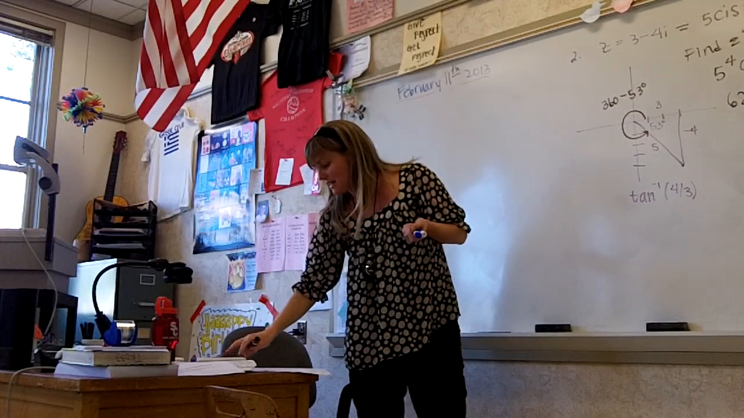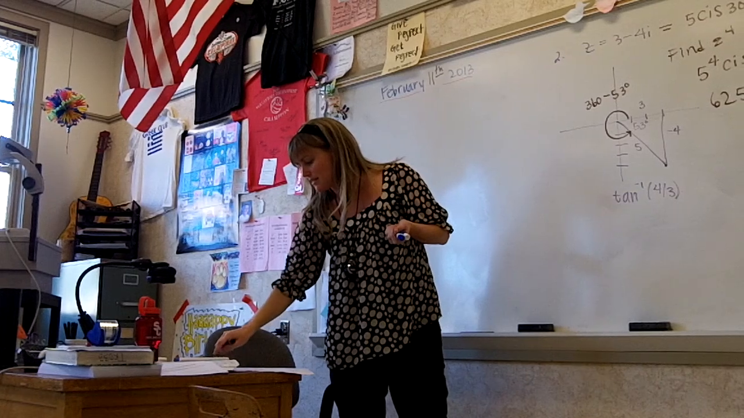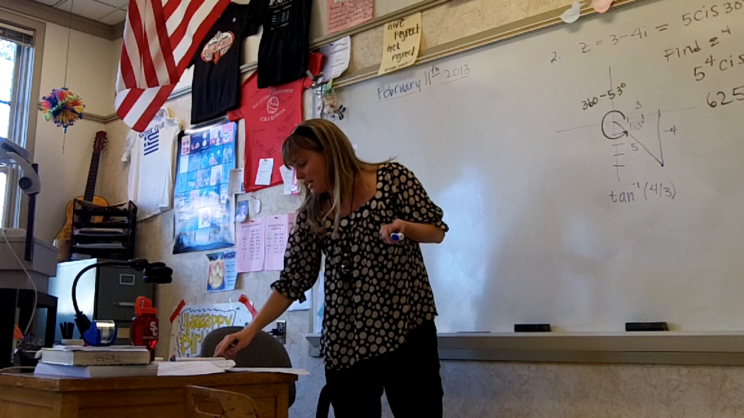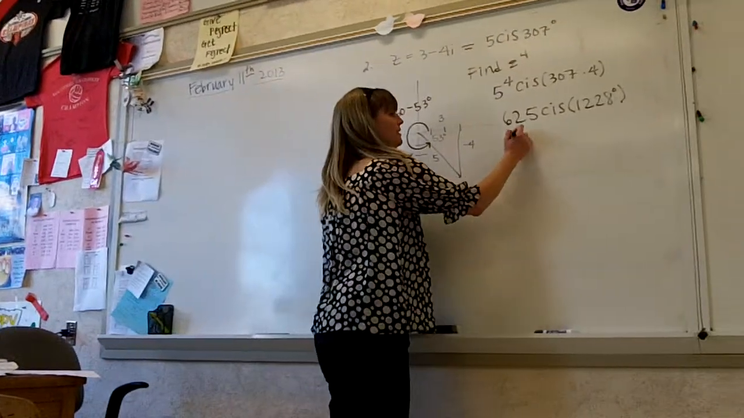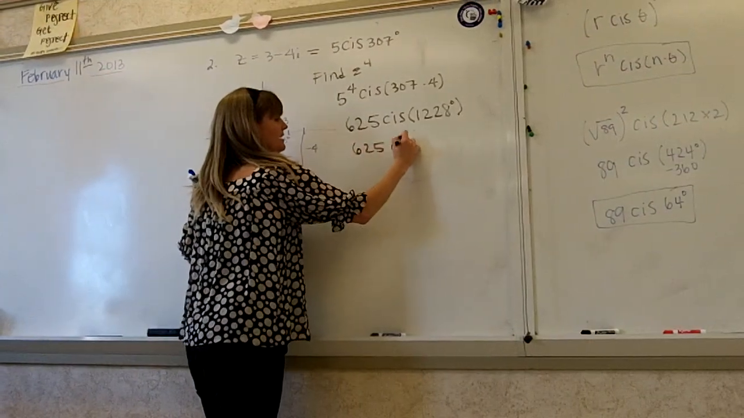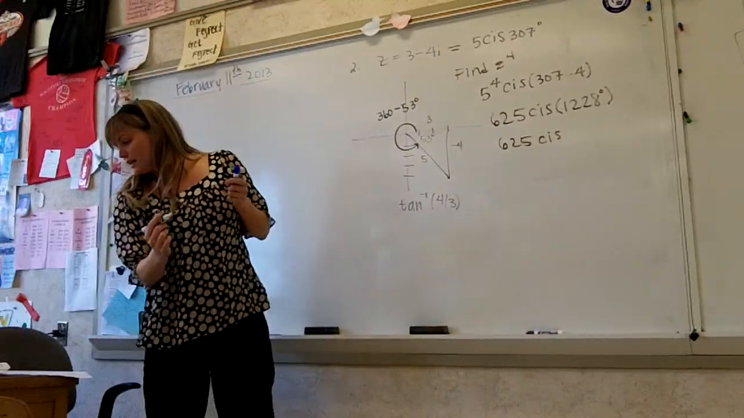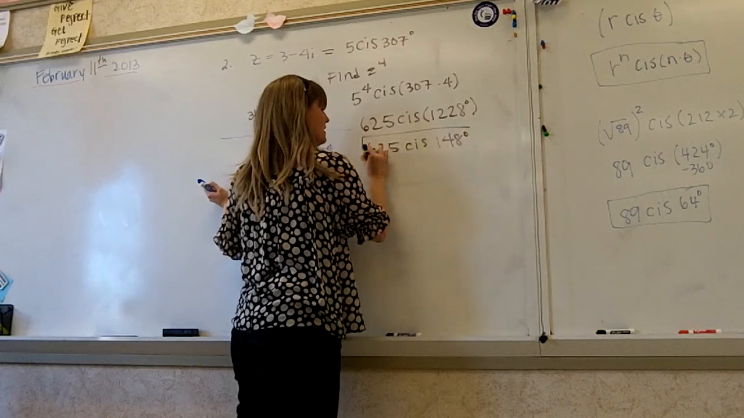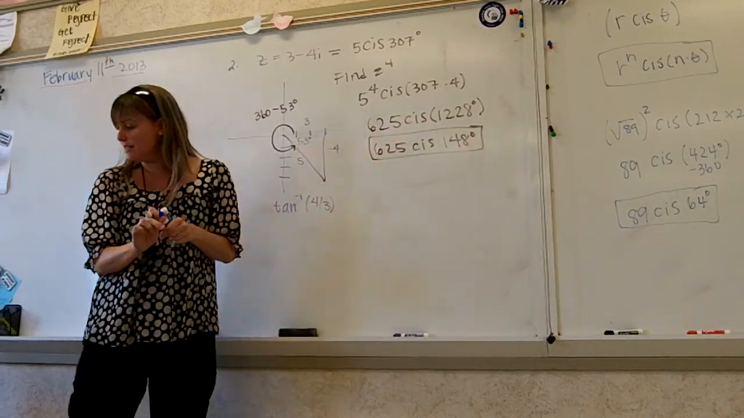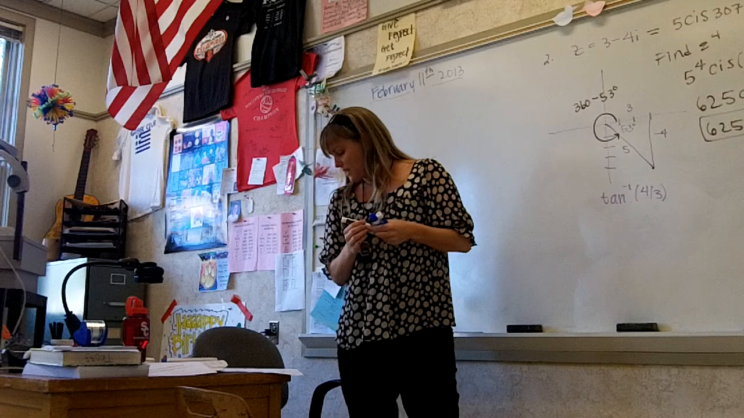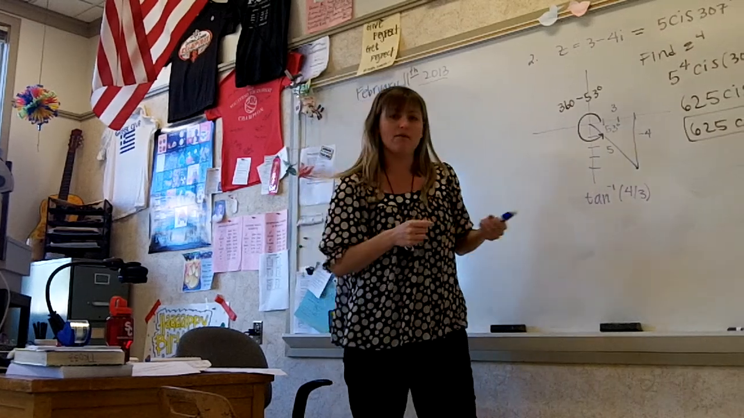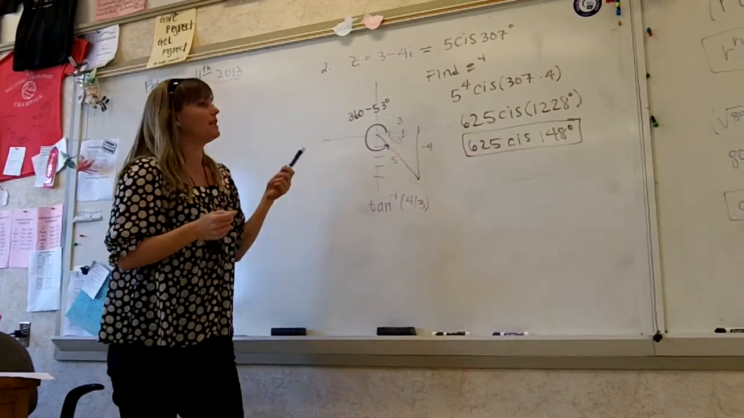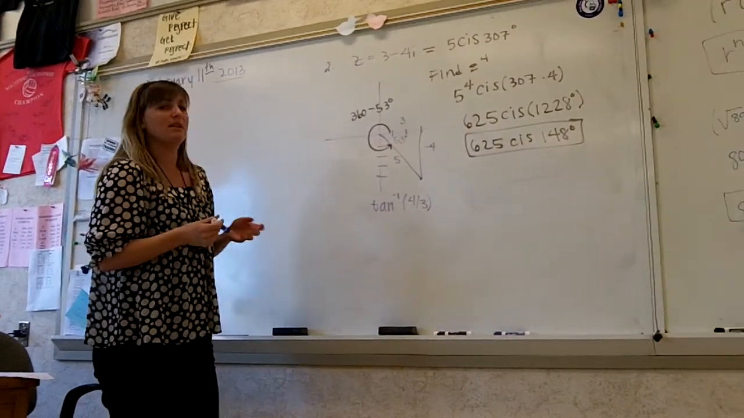But I'm not going to leave that as 1228. I'm going to make sure that I understand where that's going to end up. So I'm going to subtract 360 a couple times. 3 times. And I get 625 cis 148 degrees. Okay, so why don't you guys do the next 2, 3 and 4, on your own, and we'll check those tomorrow in class.